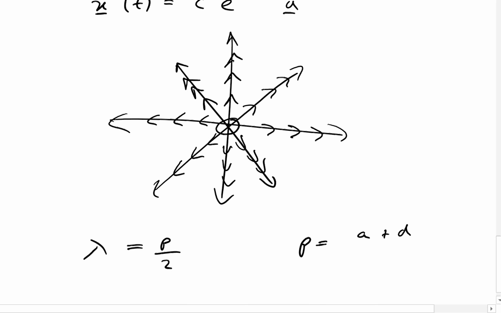And this is called a star point because you can see we can set up all these eigenvectors like this and they're all going to be going all the way around. There's infinitely many of them.